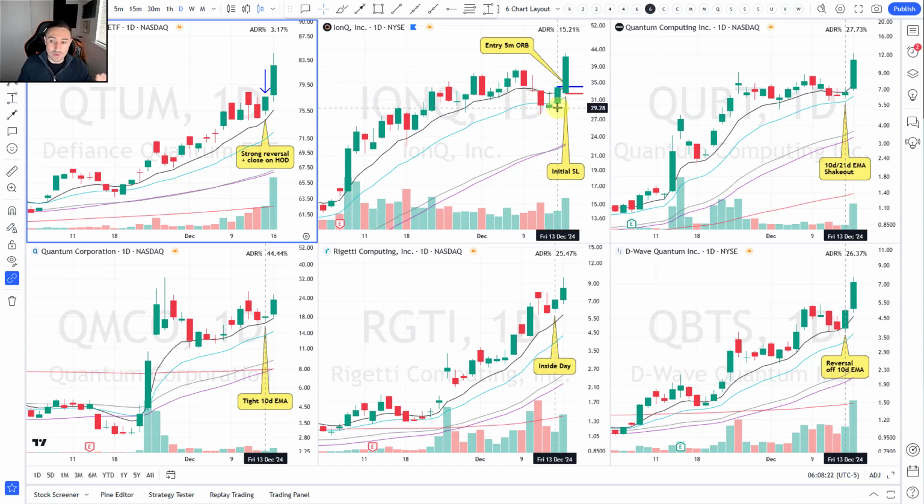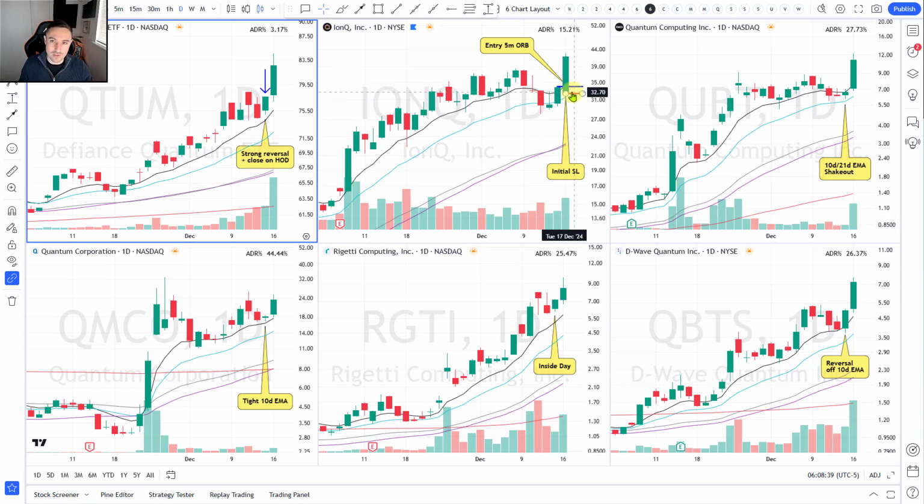Same with IONQ. Note the strength of the close. QBTS. Note the strength of the close. RGTI. Note the strength of the close. Then the constructive action that you're also seeing in other stocks like QMCO. Tight little bar. 10-day EMA. QBTS. Tightening up around the 10-day, 21-day. IONQ. There's really nice, strong reversal.